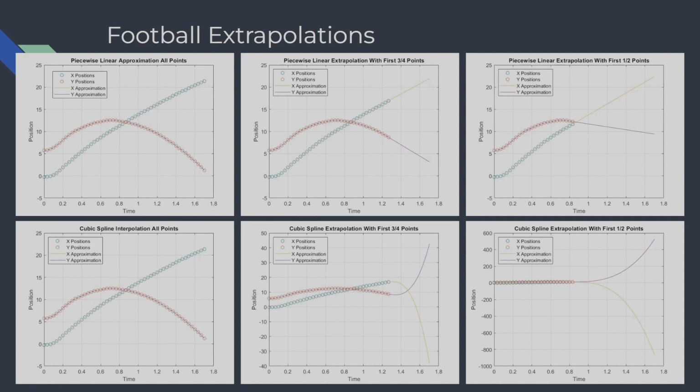But as more points are taken away, the linear approximation gets further from the actual points. And then looking at the cubic spline side, with just the first 3/4 of the points, it strays off pretty far from the actual path. And this gets worse with half the points taken away. So this really isn't a very good method of extrapolating data past what is recorded.